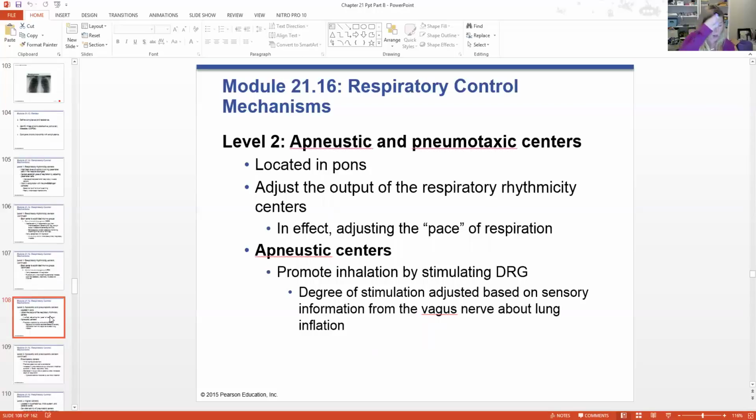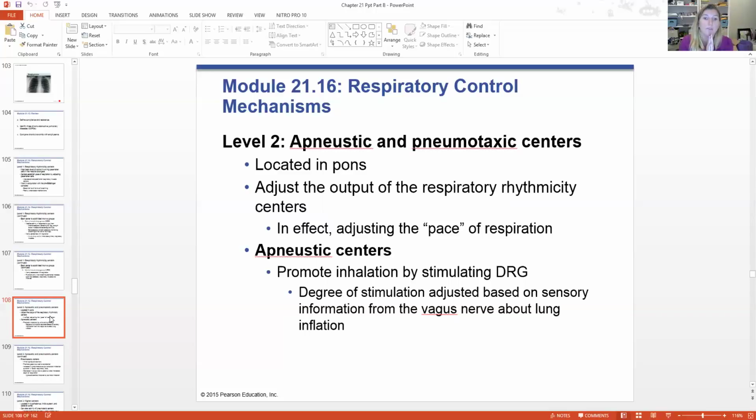So we also have our apneustic and our pneumotaxic centers. These are in the pons. So these are adjusting the output of the respiratory rhythmicity centers. These can adjust the pace. If you think about the brainstem, the medulla oblongata is at the bottom and the pons is right on top. So the medulla oblongata is just doing general stuff, pacing it over and over again. It's like a rocking chair, just going and going. However, the pons, which is above, meaning higher level than our medulla oblongata, can actually adjust that pace. So anything above, different centers of the brain, and we know this, right, can control what's going on below it.